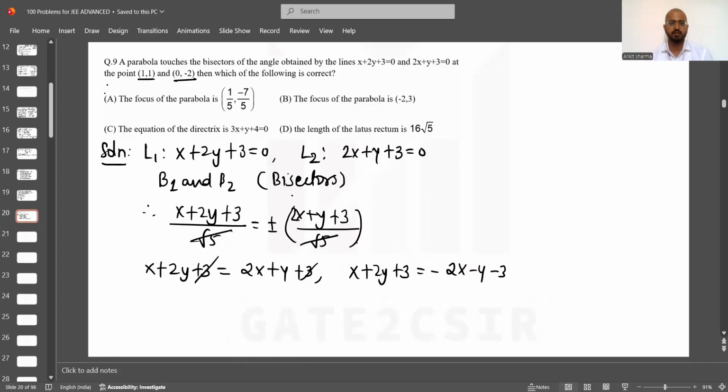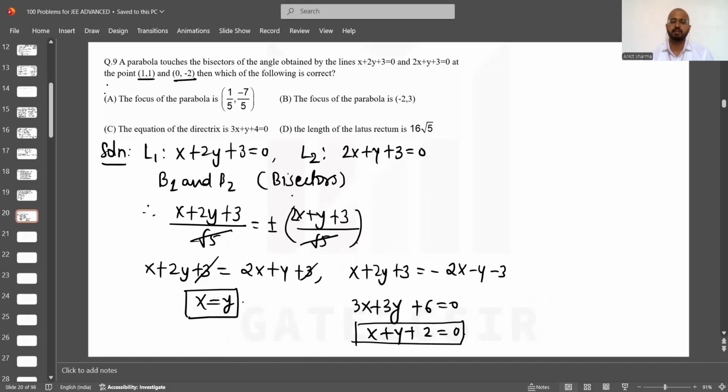So this 3 and 3 get cancelled. 2x will go to that side. So this becomes x is equal to y. And here I get 3x plus 3y plus 6 is equal to 0, which means I get x plus y plus 2 is equal to 0. So these are my bisectors. Now let's consider the diagram here. So suppose there is a parabola like this, and I have the bisectors. So bisectors are like this, and it touches the parabola at 2 points. So you can imagine the diagram to be like this.